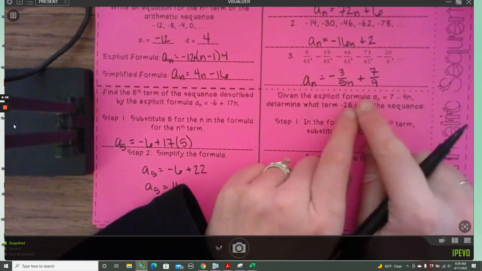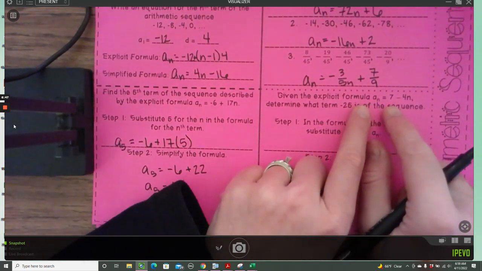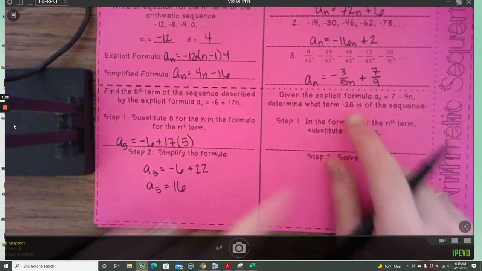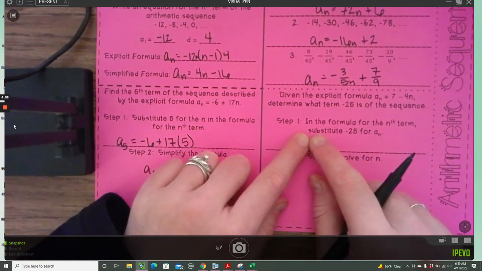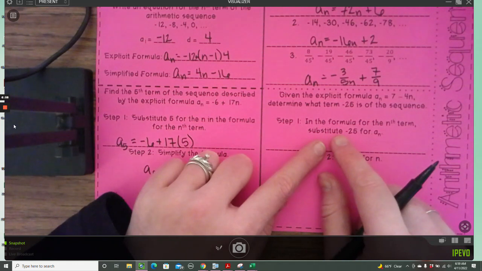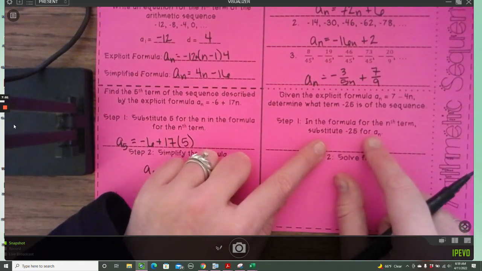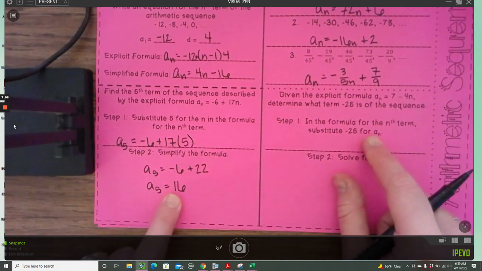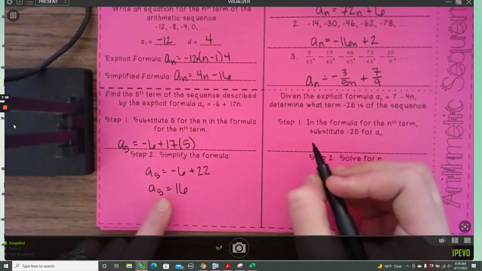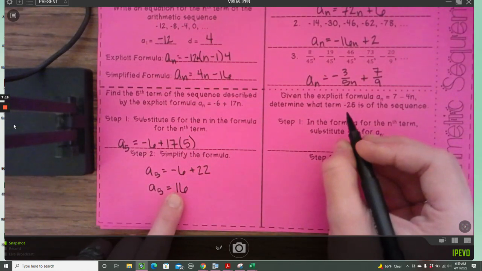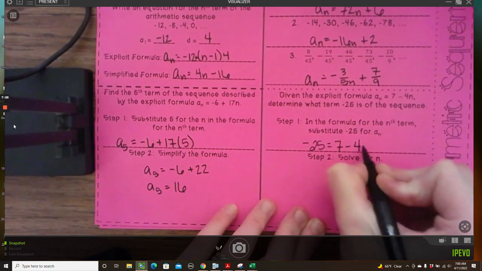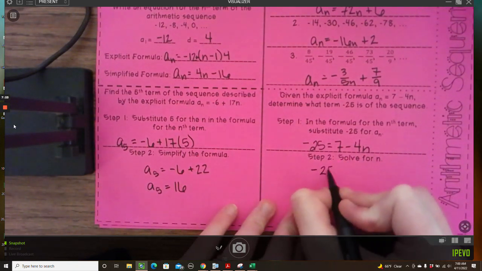Right? So now, given the explicit formula a of n equals 7 minus 4n, determine what term negative 25 is of the sequence. In the formula for the nth term, we're going to substitute the negative 25 for a of n. So where a of 5 equals 16, we want to know what this number would be when this value is negative 25. So we would have negative 25 equals 7 minus 4n. Now we just have an equation to solve.